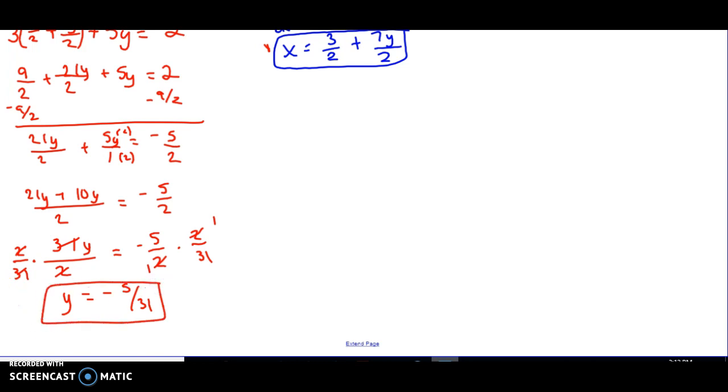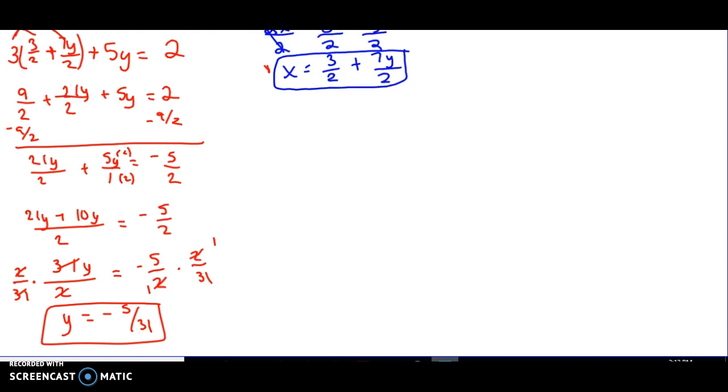Y value, now we need to find the x value. So we can use the fact that we had this equation, we rewrote equation 2, solving for x. We can take the y of negative 5 over 31 and substitute it in for y. And I'll go ahead and write this in green. So we have x equals 3 over 2 plus 7 over 2. Our y value is negative 5 over 31.